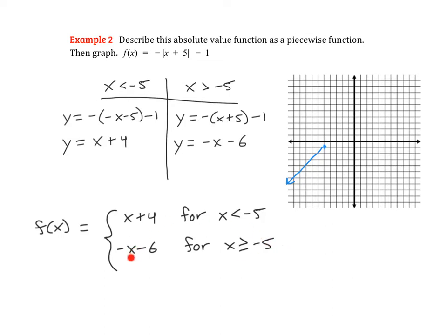Let's substitute this here. So we have -(-5), which is +5 - 6 is -1. And this part has a slope of -1. So I'm going to go down one, right one. And it looks like this. So again, we do have a downward facing absolute value function with a vertex at (-5, -1), just like we expected.